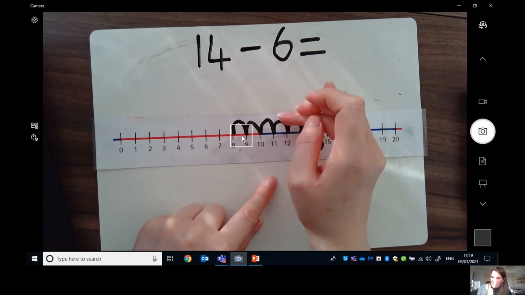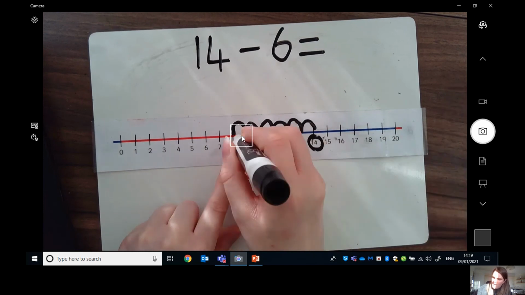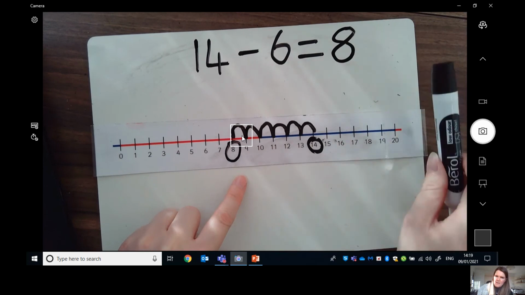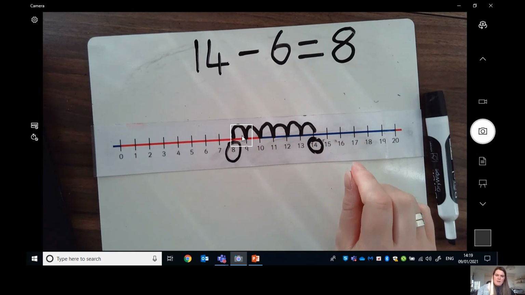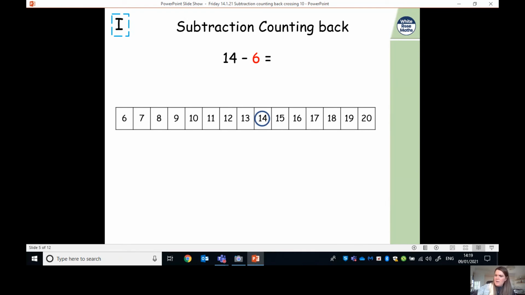1, 2, 3, 4, 5, 6. The number I land on is the number 8. Fantastic. 14 minus 6 is 8. You've got to be careful that we don't fall into that trick there, okay? 14 minus 6, we get the number 14. We do 1, 2, 3, 4, 5, 6 jumps, which gives us the number 8. Great work. Okay, my new sum is this. What does my new sum say?